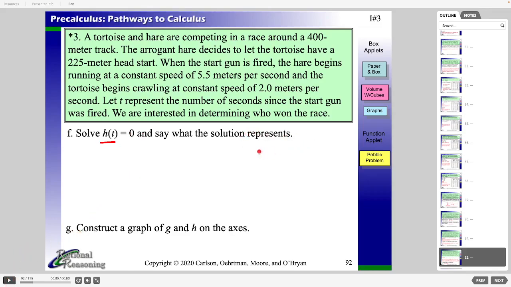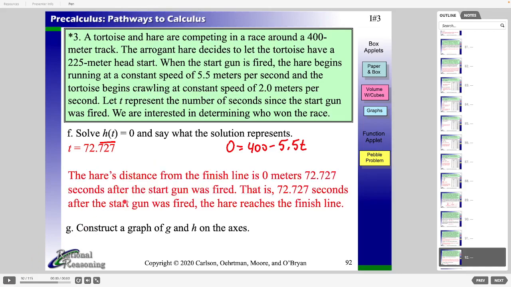So again, we had this equation, 400 minus 5.5t. We want to find when that is going to be 0. When we solve that, we find how long it took to finish. If you do the math, you get about 72 seconds, almost 73, and that's when the distance to the finish line is 0 meters. Okay, so that's how long it took the rabbit to finish.